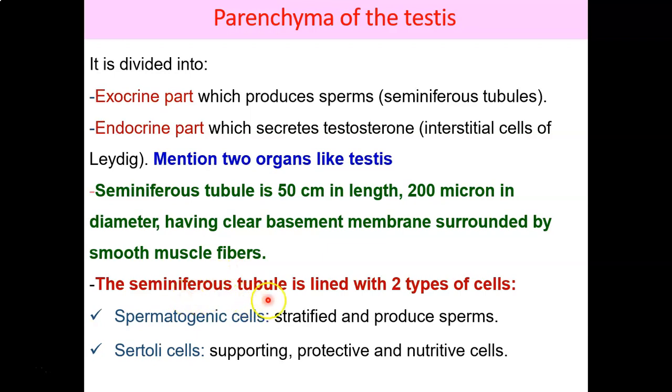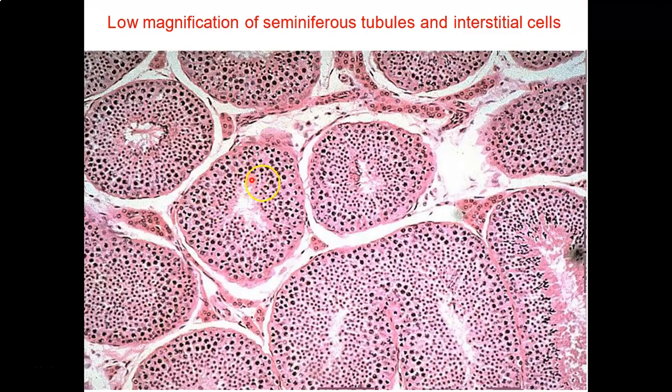Seminiferous tubule is lined by 2 types of cells. Spermatogenic cells, stratified and produce sperms. Sertoli cells, supporting, protective, and nutritive cells. So I have 2 kinds of cells. Look at this diagram.